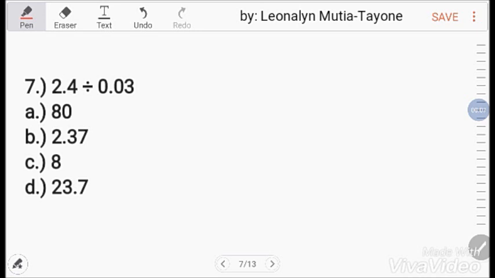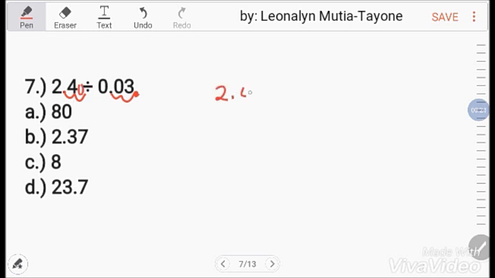Unang gawin natin ay gawin natin silang pareho ng whole numbers. The first thing is, itong decimal na to, i-move natin in such a way na maging whole number si 3. 1, 2. Kung nakadalawa ka dyan, dalawa ka rin dito. 1, 2. Itong space na to, lagyan mo siya ng 0.